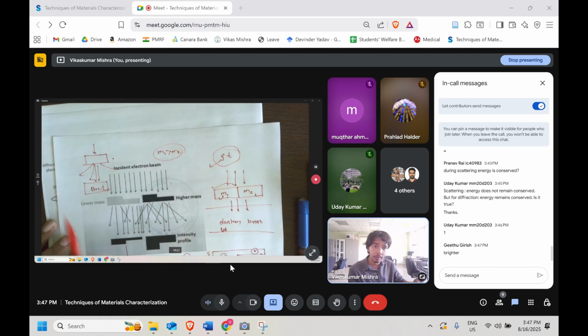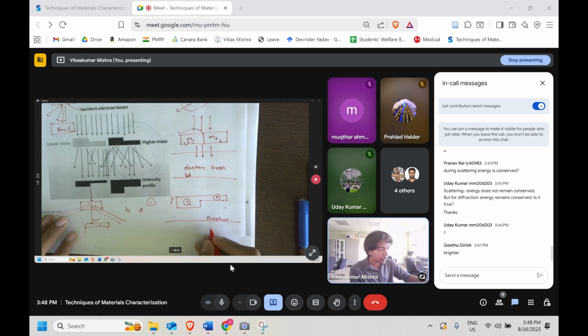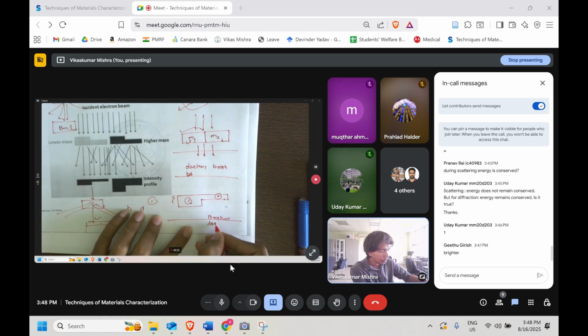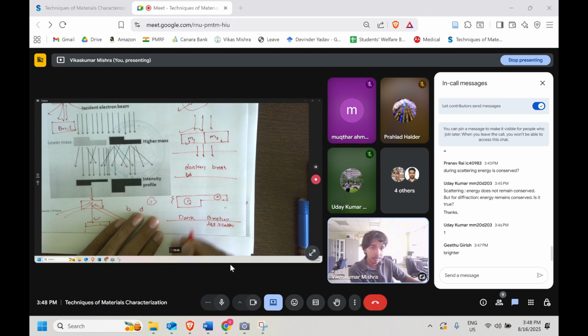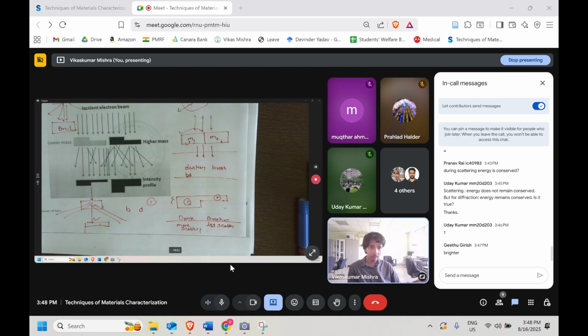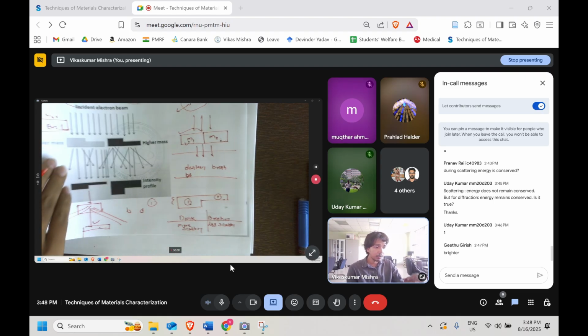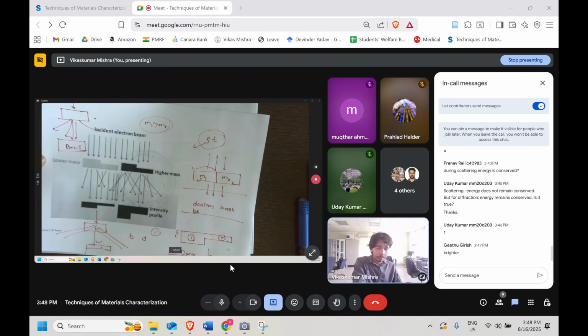So if the thickness is less, then it will be brighter. Here in case 2 it will be brighter. Why will it be brighter? Because it will scatter less. Here it will be darker because it will scatter more. Right? I hope I'm clear. If there is any doubt in this, guys, please let me know. Okay, since there is no doubt, let's move to the next concept.